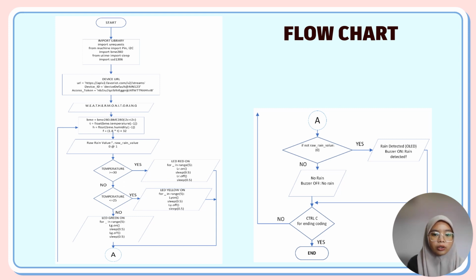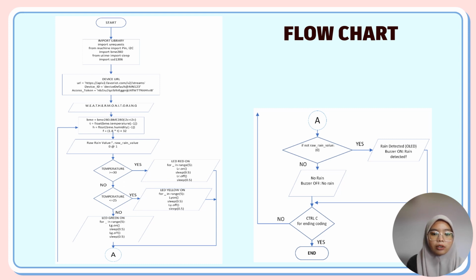If not rain value, that is, rain value equal to 0, the OLED will display rain detected. The buzzer will be on and the terminal also displays "buzzer on, rain detected". As no rain, the OLED will display no rain and the buzzer will be off and the terminal displays "buzzer off, no rain".